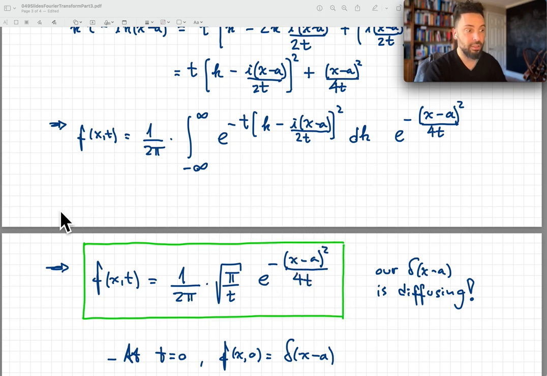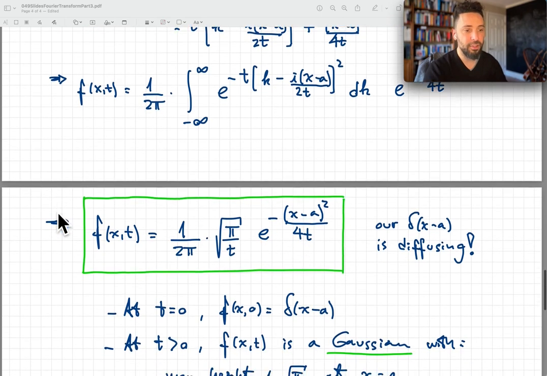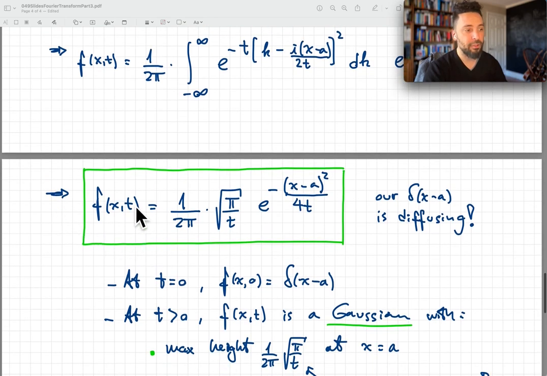So this is basically all there is. This is our delta of x minus a diffusing as a function of time. If I take the time to 0, I see that this will go to infinity. This will become a narrower Gaussian factor, and eventually this will converge as t goes to 0 to my initial condition. Correctly, as I would expect, it will converge to a delta of x minus a. So this is centered around x equal to a.